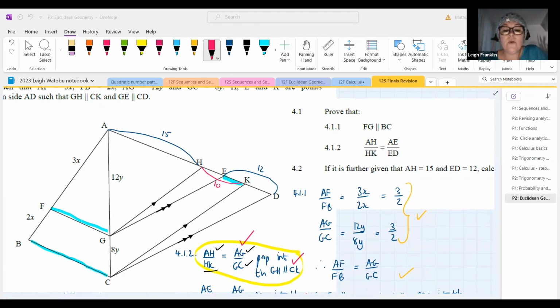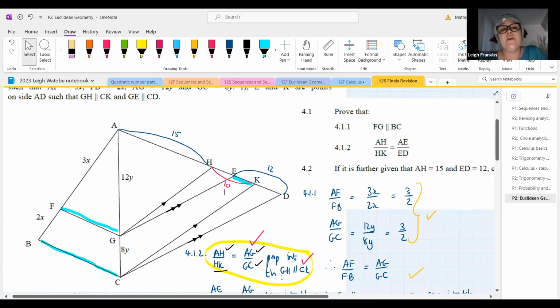Remember, just going back to our question, guys, they want us to calculate the length of EK. They want us to calculate this little blue bit over here. So if we know the length of HE, we can work out the length of EK by subtraction because EK is going to be equal to 10 minus HE, right? Does that make sense to everybody? So EK is going to be HK minus HE. So how can we work out the length of HE?